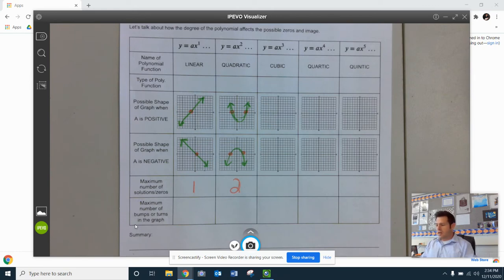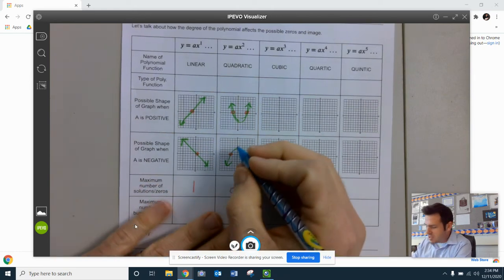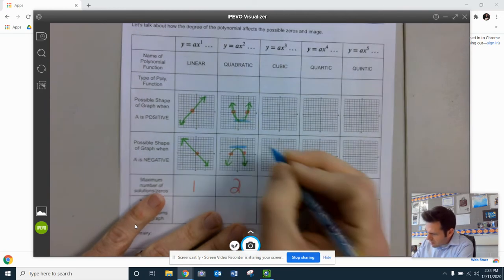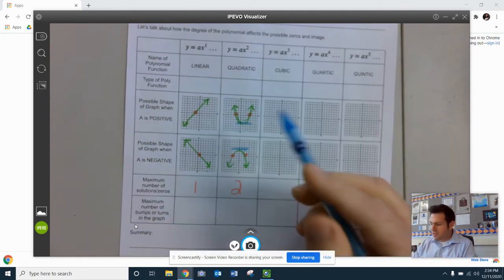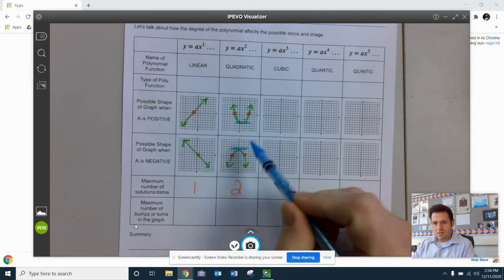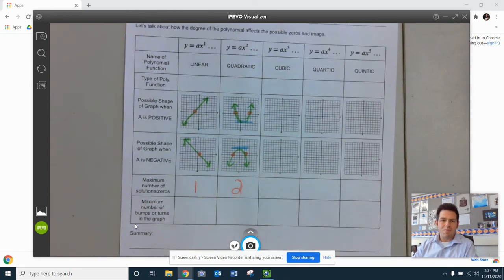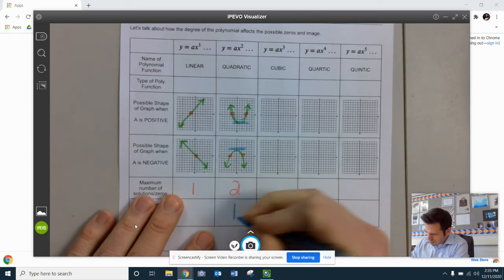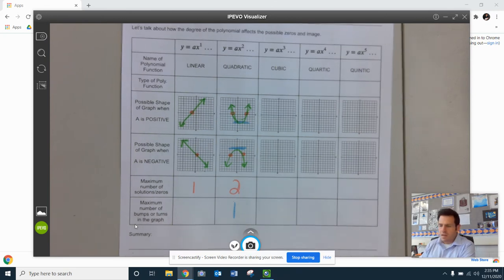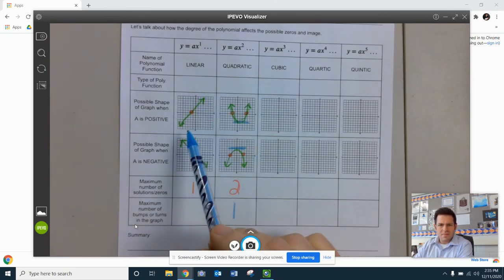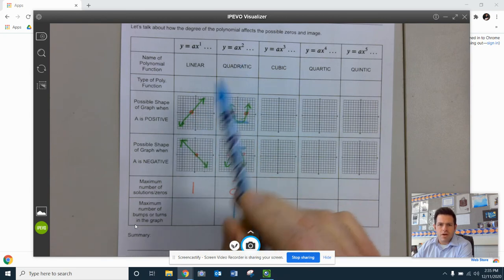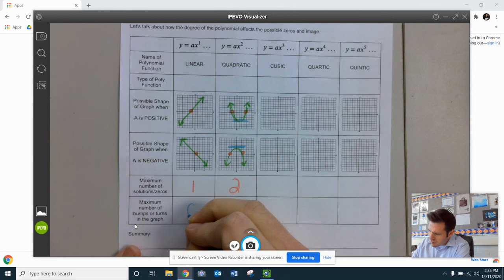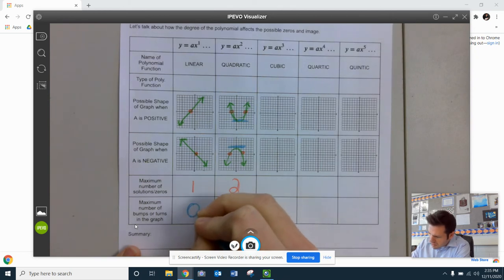Now, I do want to point out here underneath, it says maximum number of bumps or turns in the graph. So when we're referencing that, we've seen this in parabolas. Right there, or right there is a bump or a turn. You can see for each of these pictures, there's one. That would be the maximum number of bumps or turns in the graph: 1. For our linear functions, there is no bump, there is no turn. It's just shooting straight up, or in this case, shooting straight down. There are no bumps, there are no turns. So for this, I'm going to have 0.